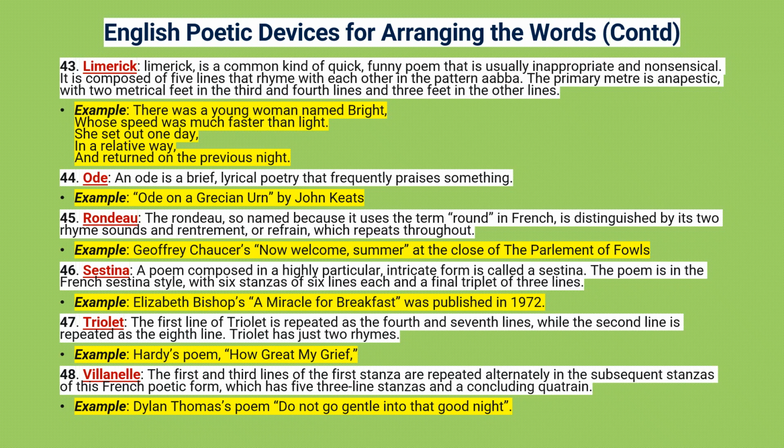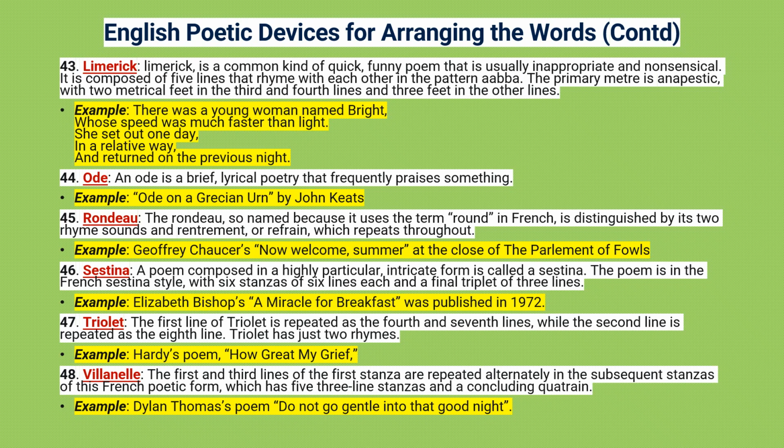Next is sestina. A poem composed in a highly particular intricate form is called a sestina. The poem is in the French sestina style with 6 stanzas of 6 lines each and a final triplet of 3 lines.